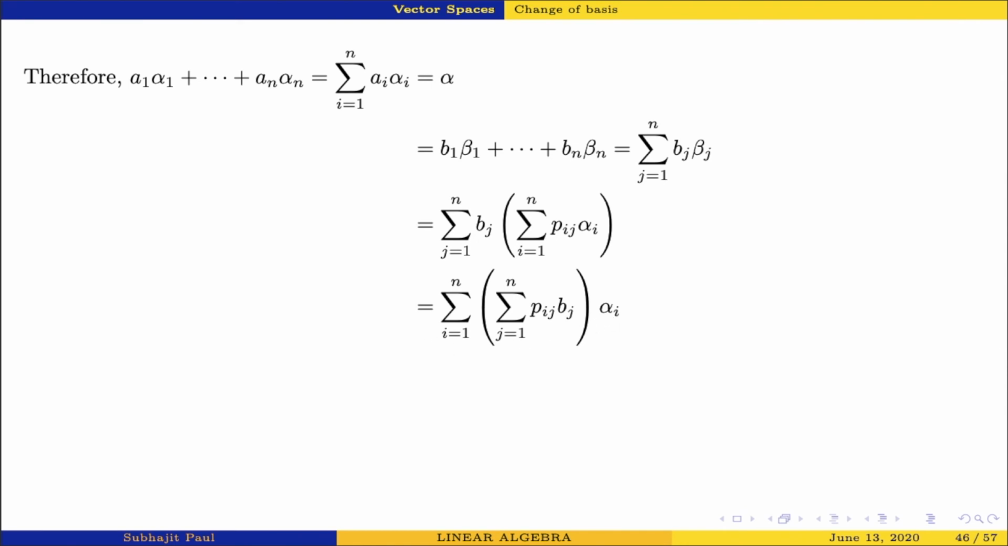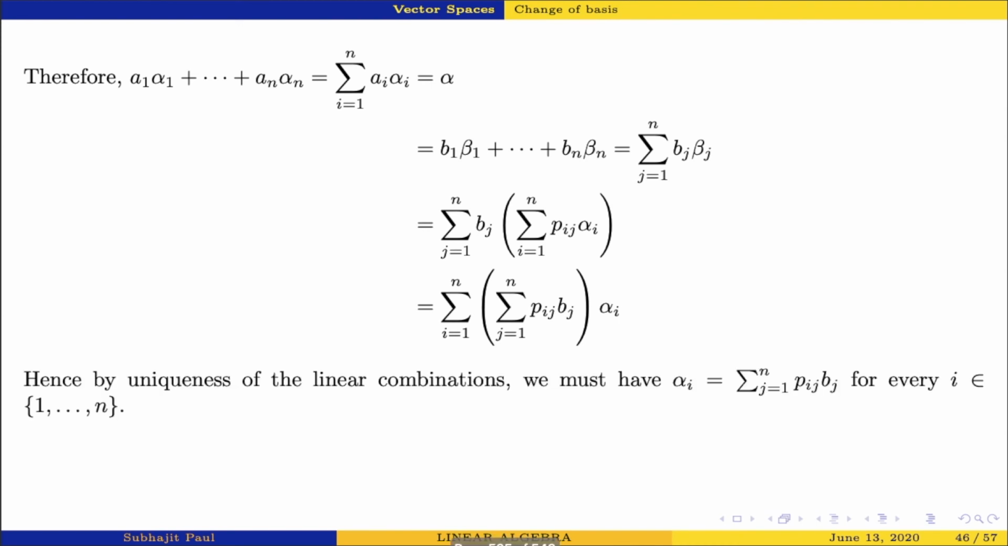So hence, by uniqueness of linear combination, now you compare these two, this one over here and this one. Both of them are expressions of alpha with respect to the same set of vectors alpha i, here also alpha i, right? So they must be the same, all of them individually. So we must have, this must be ai, I'm very sorry, ai is equal to this portion.